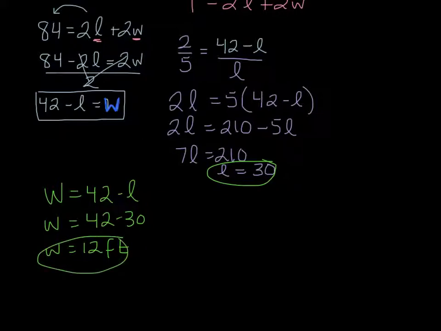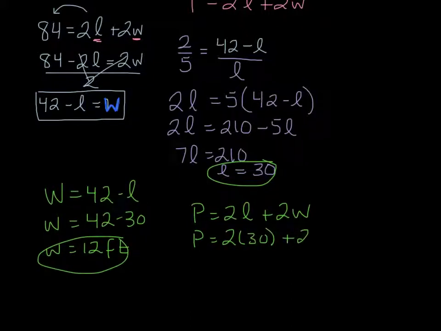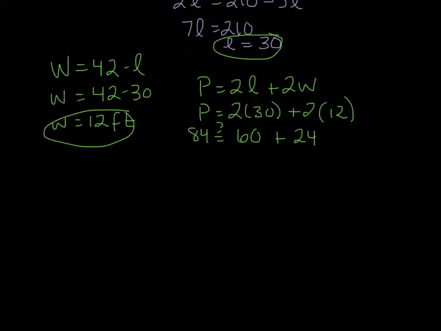Let's just double check that. If the perimeter is equal to twice the length plus twice the width, the perimeter is equal to 2 times 30 plus 2 times 12. Is that equal to 84? Well, 2 times 30 is 60 feet, plus 2 times 12 is going to be 24 feet. And yes, indeed, 60 plus 24 is 84 feet, so that's our perimeter.